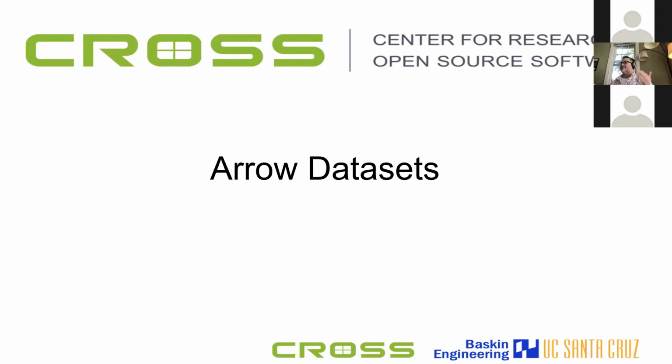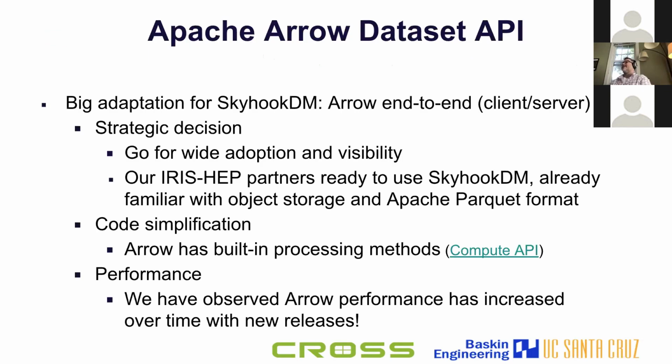So Dataset is a new API for Arrow. It's a big adaptation for our project. It provides Arrow from end to end. On the client side, you interact directly with an Arrow interface. And on the storage side, we've embedded Arrow tables, just like I've showed you already, into our query processing methods. So we both store Arrow on disk and return Arrow data to the client, and then the Dataset API can apply the functionality there, right?